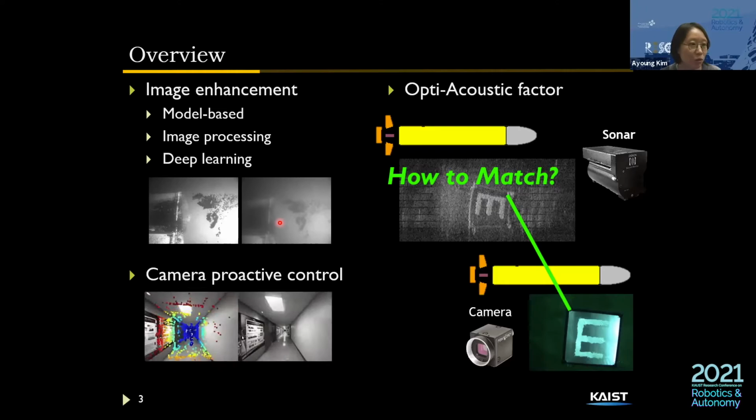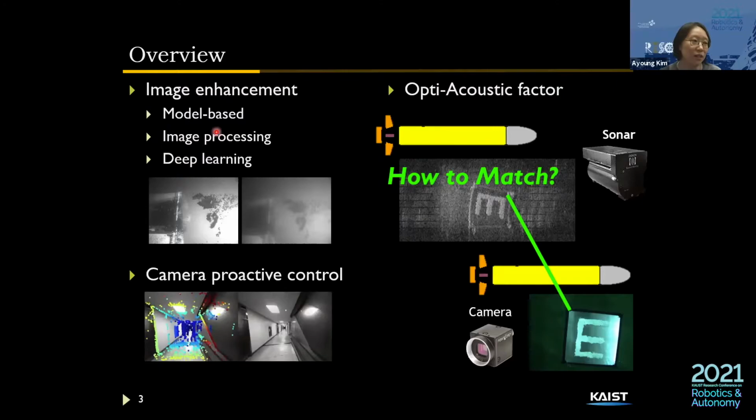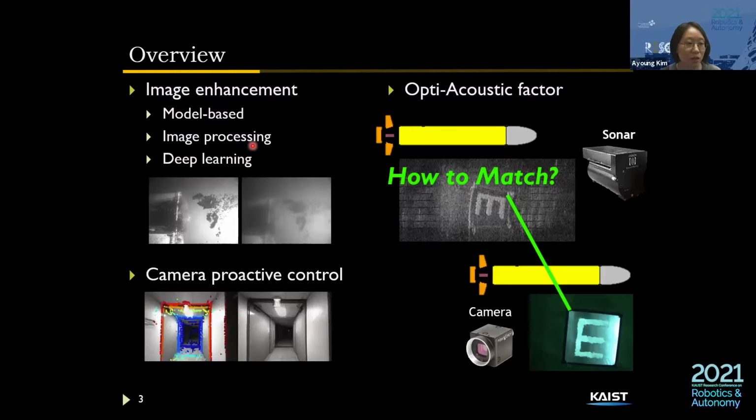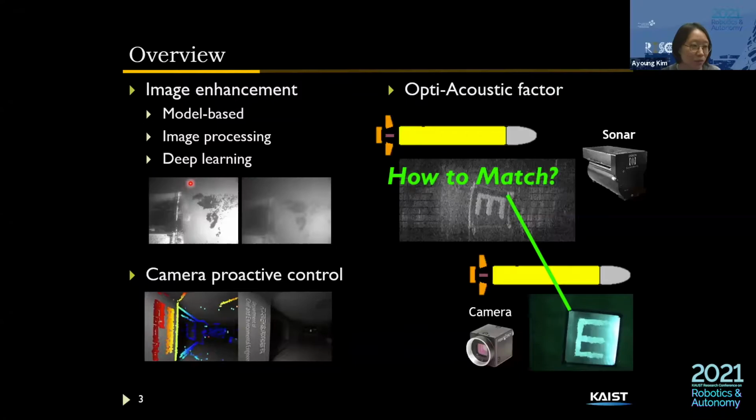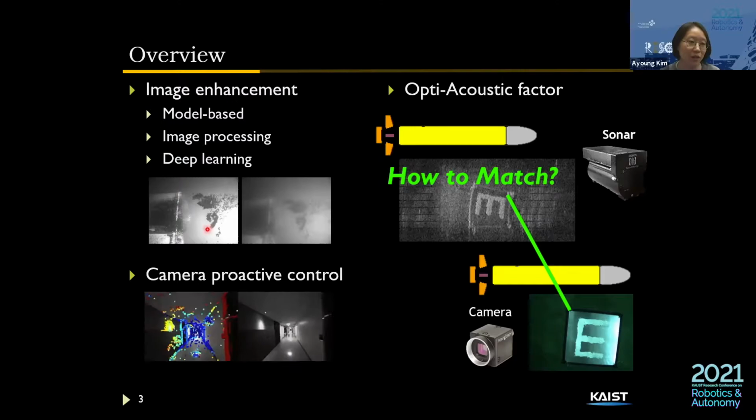Our group has been working on image enhancement for about 4 to 5 years. I think the main solutions might be three cases. Either we can use a model, or we can rely on image processing, or we can apply deep learning, the new technology. So I'll talk about that briefly. Another thing is that for all of this, we have already taken the image. So this is done and we are trying to improve it afterward.